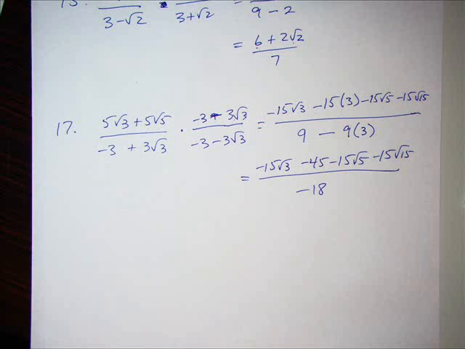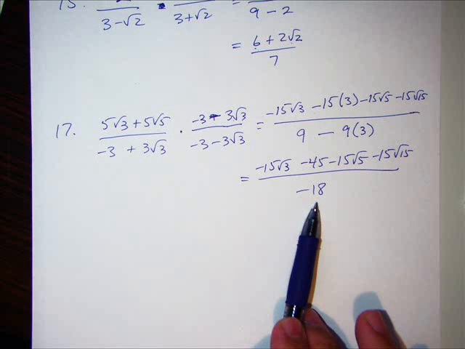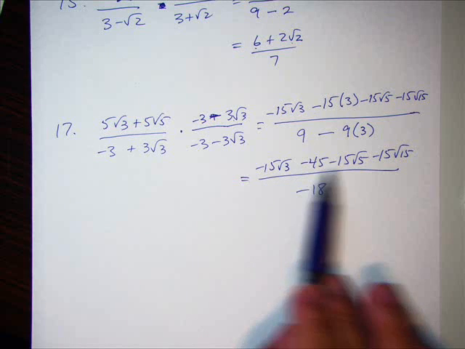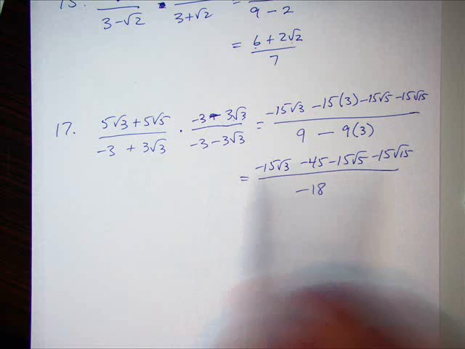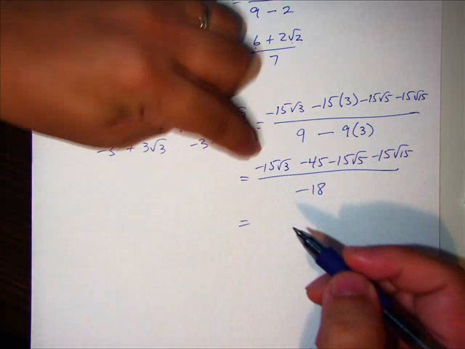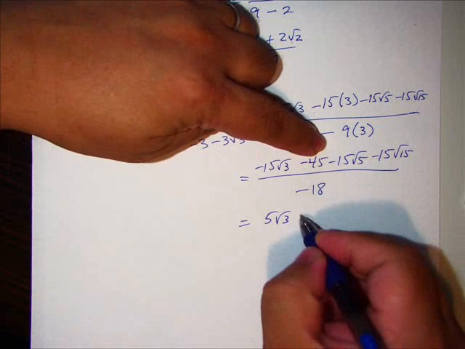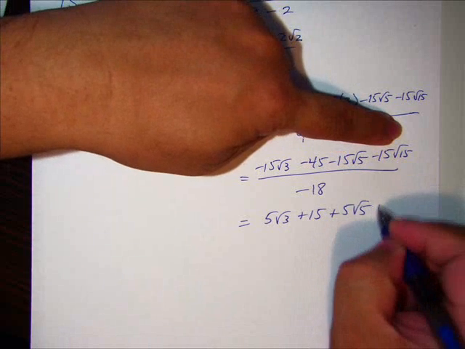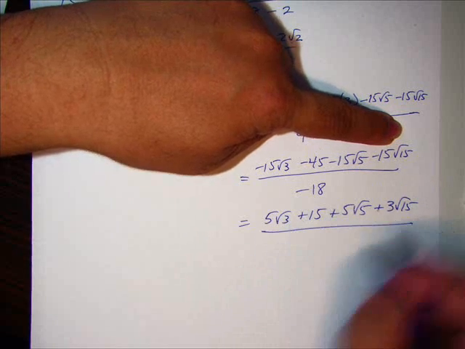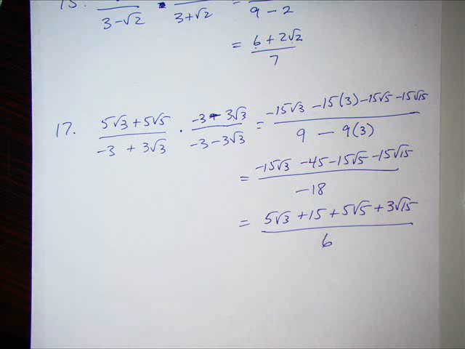I want to get rid of all the negatives. Negative 18 has a common factor of 3, and 3 goes into all 5 terms, 4 on the top, 1 on the bottom. So I'm going to divide by negative 3. Negative 15 divided by negative 3 is 5 root 3. Negative 45 divided by negative 3 is positive 15. Positive 5 root 5. Positive 3 root 15. Dividing the denominator by negative 3 gives me positive 6. And there's my answer to number 17.